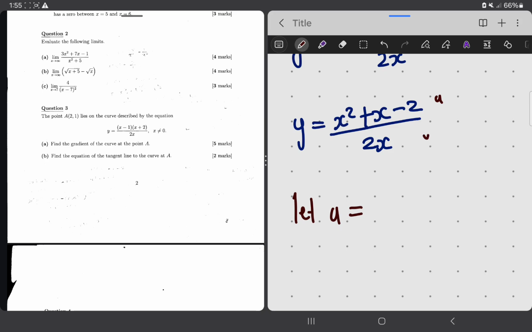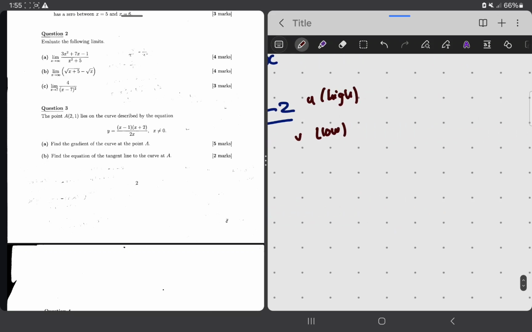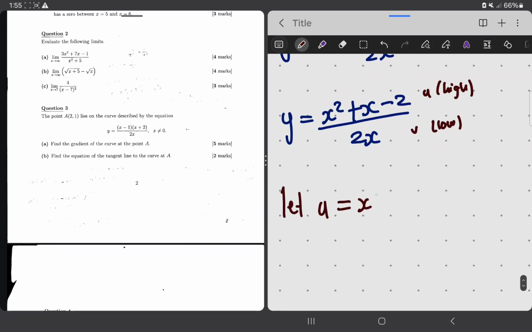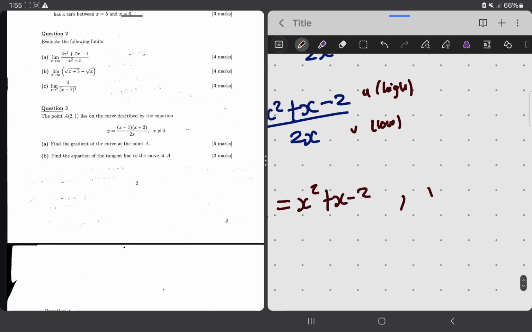So this will be u the top, the bottom is v. The top u, we put with the pencil as well, that this is high and this is low, okay? So let u be equal to, now you say, you communicate, remember? Be good at that, please. Let u be equal to x squared plus x minus 2. And we'll now say v is equal to 2x.